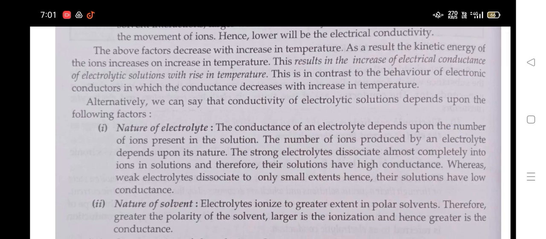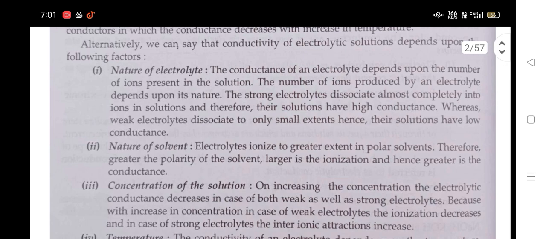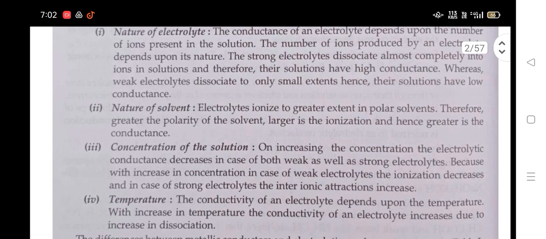Alternatively, we can say that conductivity of electrolytic solution depends upon the following factors. First, nature of electrolyte. The conductance of an electrolyte depends upon the number of ions present in the solution. The number of ions produced by an electrolyte depends upon its nature. The strong electrolytes dissociate almost completely into ions in solutions and therefore their solutions have high conductance, whereas weak electrolytes dissociate to only a small extent, hence their solutions have low conductance.